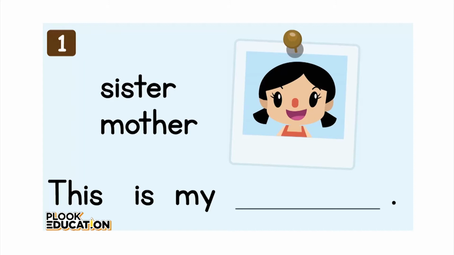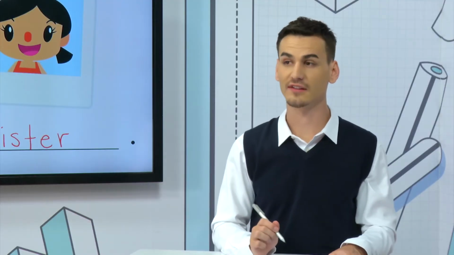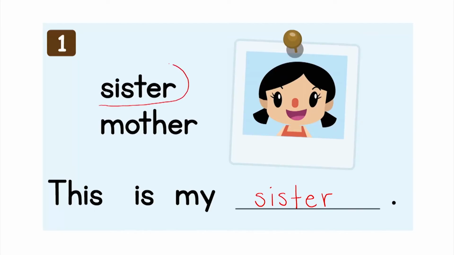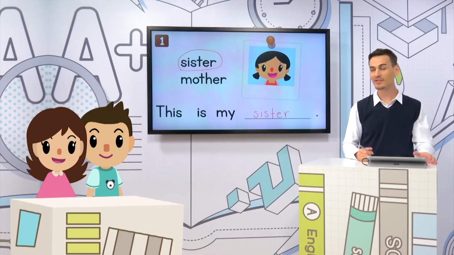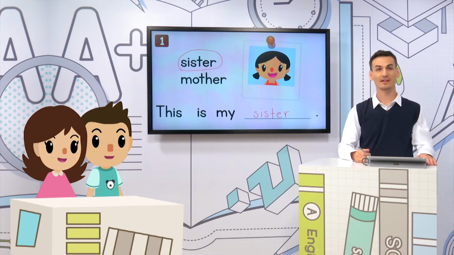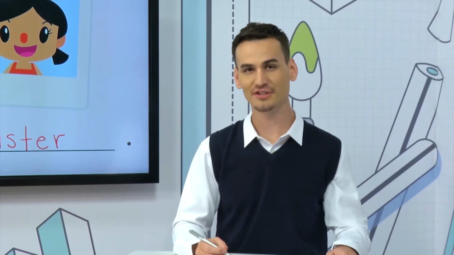Who is this? Sister. Sister, that's right. Do you see the word sister on the board? Does it start with the letter M or the letter S? S. Sister, that's right. Let's put it in the blank, okay? Spell it with me. S-I-S-T-E-R. Perfect. I'm going to circle the word sister, just so we know. Who is this? This is my sister. Good job.